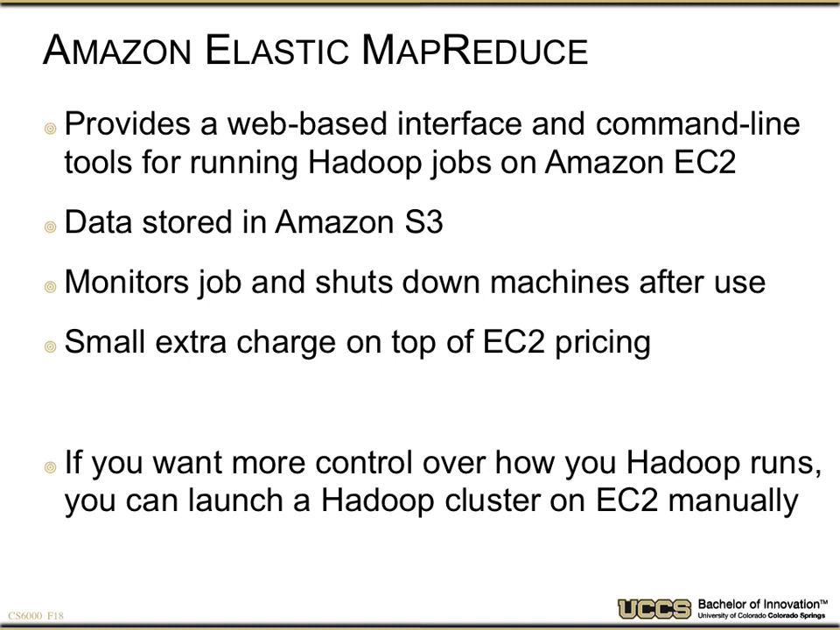So Elastic MapReduce is a web-based interface and command line tools for running what are called Hadoop jobs on EC2. And Hadoop jobs, which I'll talk about in just a second, make it really easy to do certain kinds of parallel processing. In its simplest form, it's really trivial, and in more advanced forms, it allows you to do some interesting things. To do this, all your data is stored in S3. EMR will monitor your job and shut down machines after using them. There's a small extra charge on top of EC2 pricing, but it's nothing like if I had used 50 machines, taken the time to spin them up by hand and do a bunch of work. So this can make it all pretty simple.